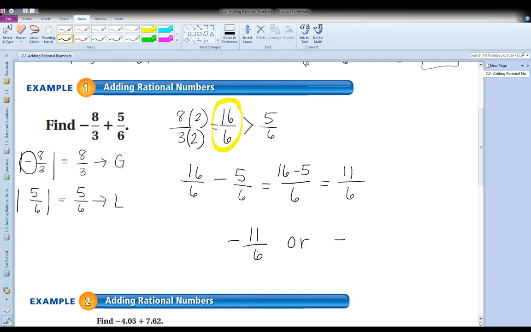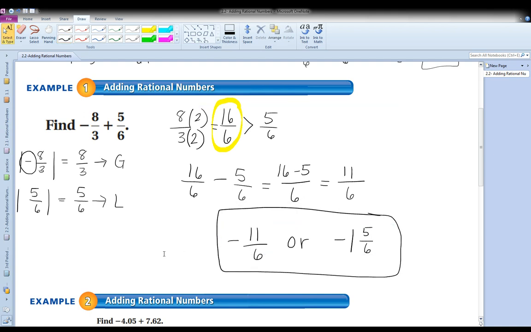So 6, I know 6 times 2 is 12. Well, we don't really have enough for 12. So I know it's going to be negative 1. I can make one whole, and then I'm going to have 5 left over. So it's going to be 5 over 6. So either answer is okay, but those are your two options.